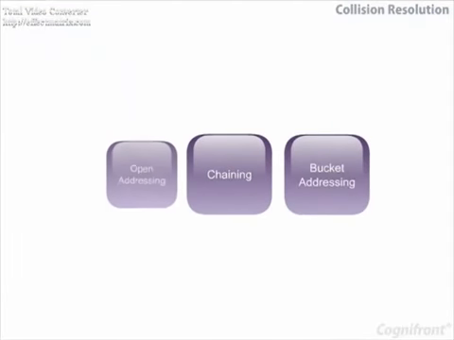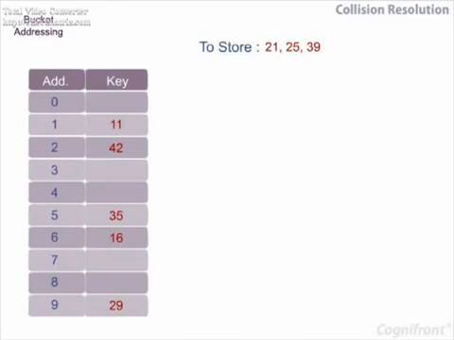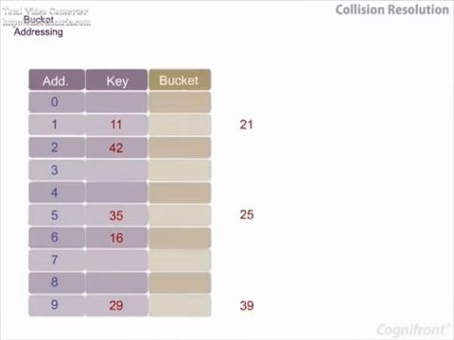Another solution to the collision problem is bucket addressing. Consider the hash table in which the following numbers are stored. Now suppose we want to store these numbers in the table, but this results in a collision. Hence, this problem can be resolved by associating a bucket with each address. A bucket is a block of space large enough to store multiple items.